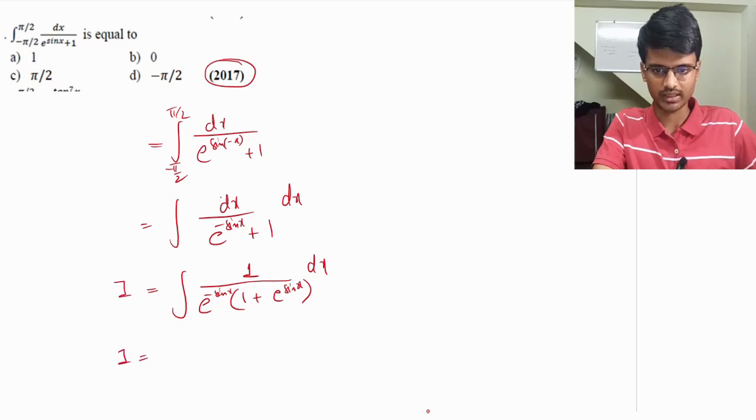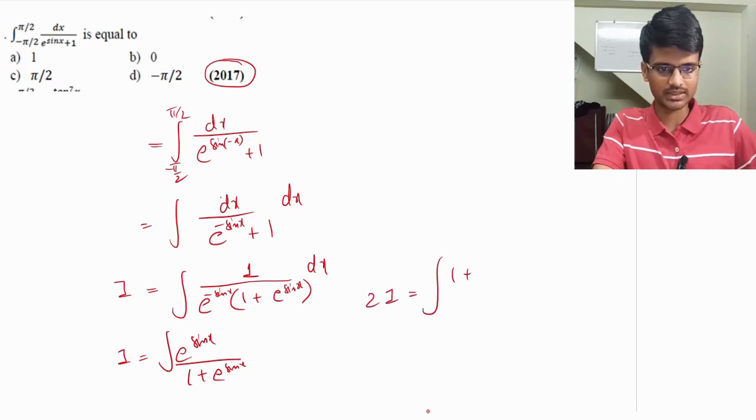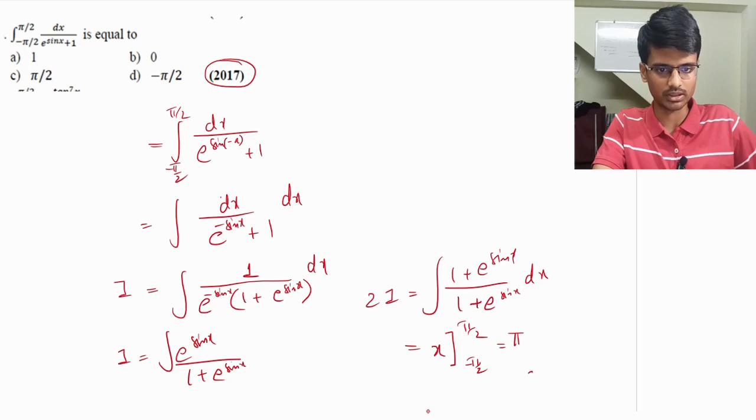Again, e power minus sine x can be written as e power sine x. This will go in the numerator. In the denominator, I will be left with 1 plus e power sine x. Again, same thing. Adding both the integrals, I get 1 plus e power sin x divided by 1 plus e power sin x dx. Both get cancelled. I am left with 1 dx. Integration of 1 is x, from minus pi by 2 to pi by 2. This is nothing but pi, right? So 2I is pi, I is pi by 2.